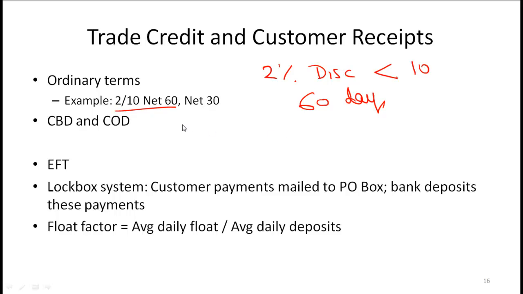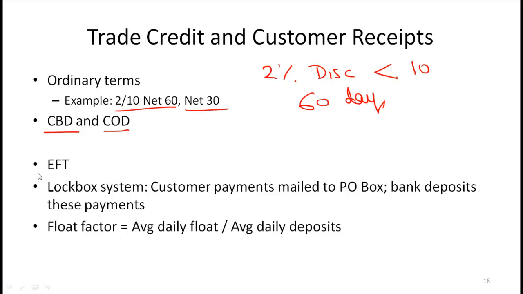So payment is due in 60 days, but if he pays after 10 days and by the 60th day, he is paying on time but does not get the 2% discount. Net 30 means that there are no discounts, the customer just needs to pay in 30 days. CBD stands for cash before delivery. COD is cash on delivery.